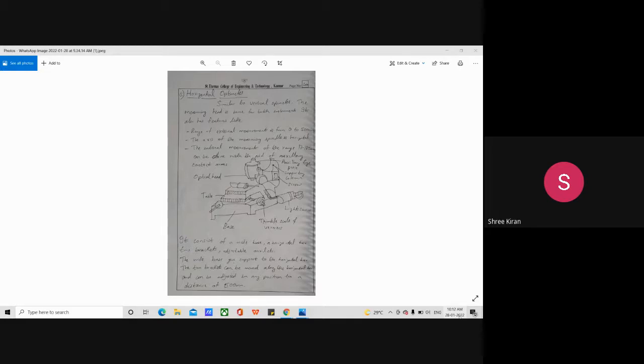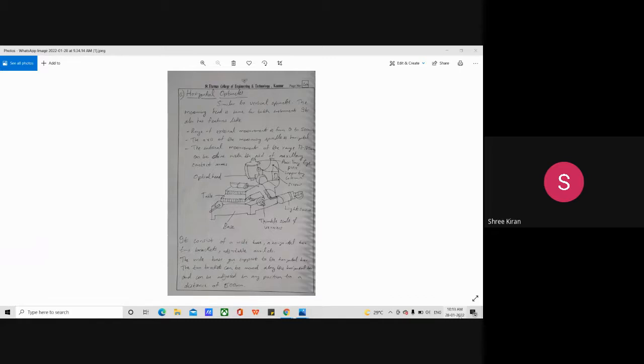Then the adjustable anvil is supported on the left hand bracket, and the object to be checked is placed on the rotary table, which can be adjusted in any direction. That's what happens in this case.